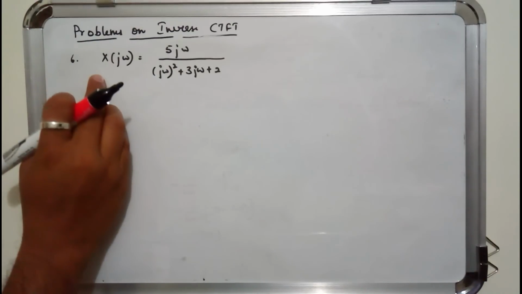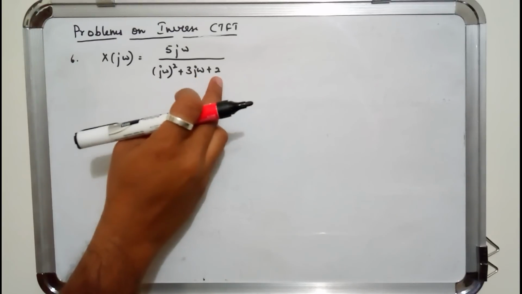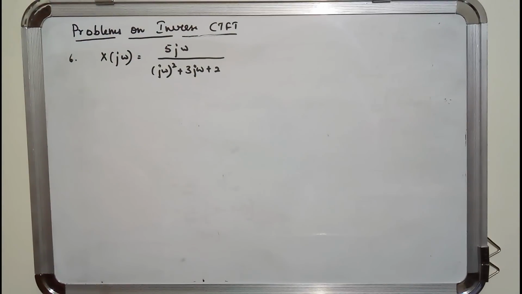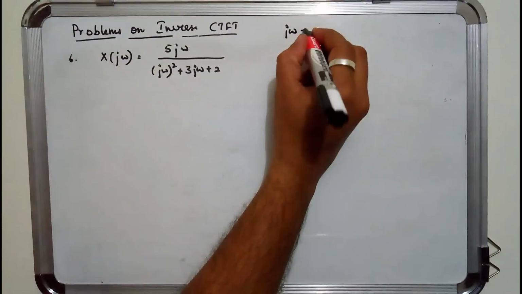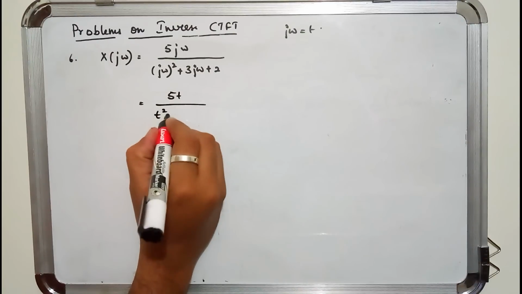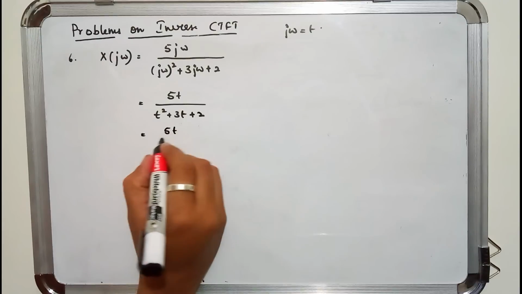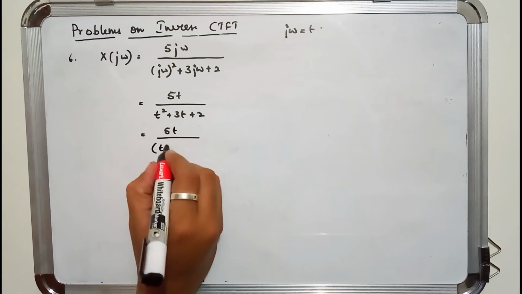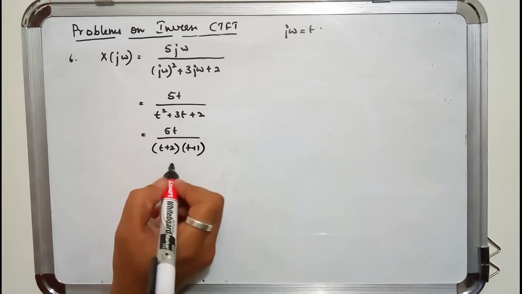So in this problem you are given x of j omega is equal to 5j omega divided by (j omega) whole square plus 3j omega plus 2. Now the best method to solve this is by partial fraction, by factorizing the denominator. Now for simplicity purpose I will substitute j omega as t. So I will be getting 5t divided by t square plus 3t plus 2. Now if I factorize this, it will be 5t divided by t plus 2 into t plus 1. t plus 2 into t plus 1 is t square plus 3t plus 2.